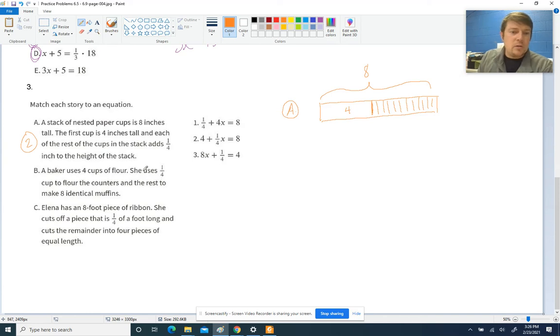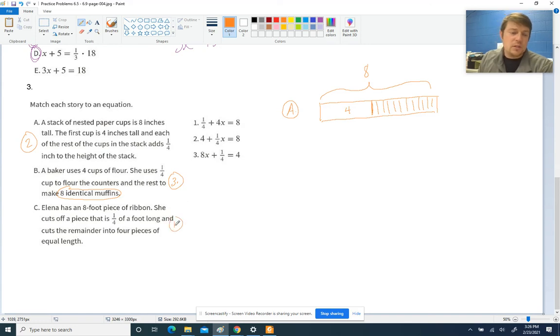A baker uses 4 cups of flour. She uses a quarter cup to flour the counters and the rest to make 8 identical muffins. So I'm looking for 8 x's. That phrase right there just gives away that this is number 3. There's no doubt about it. And then obviously the other one must be number 1.